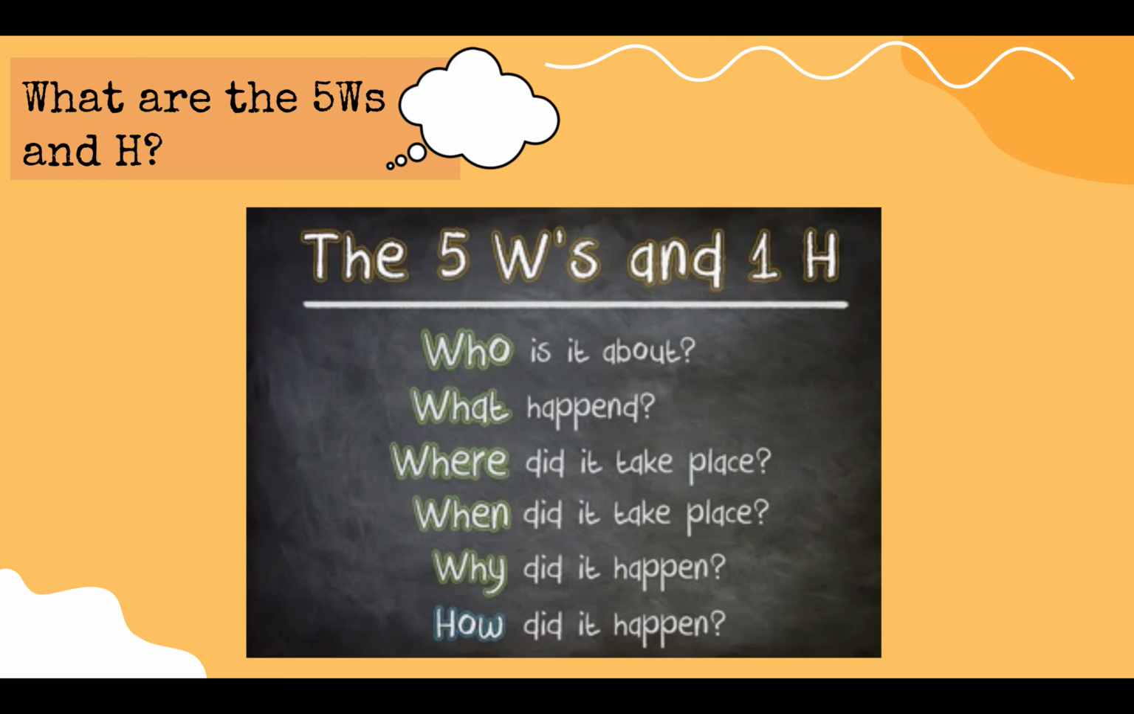This is an anchor chart to help us understand what questions we're going to be asking ourselves when engaging with a text. Who is this text about? What happened? Where did it take place? When did it take place? Why did it happen? And how did it happen?